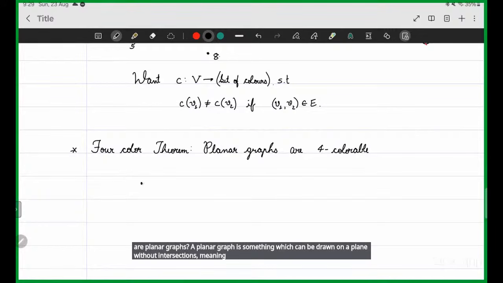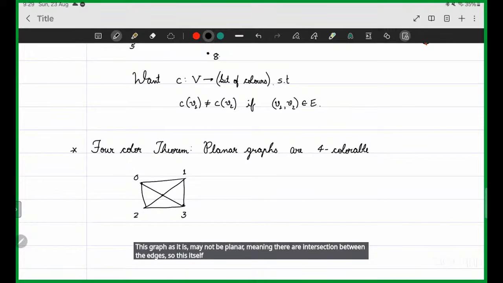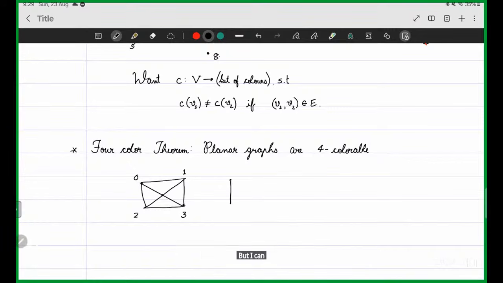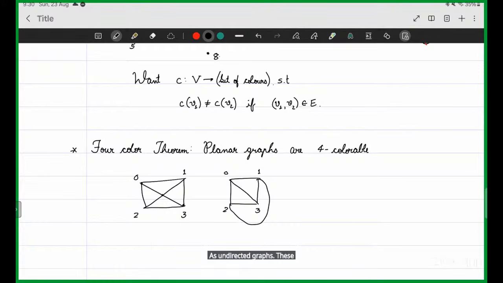Meaning, if I take the following graph, right? Let's say I take this graph. This graph as it is may not be planar, meaning there are intersections between the edges. So this itself is not a vertex. This central thing where the intersection is happening, there is an edge between 0 and 3, there is an edge between 1 and 2. They are intersecting. But I can just redraw this as 0, 1, 2, 3. I can do 0, 3, and then I can do 1, 2. As far as graphs are concerned, this is not any different, right? This is still the same data. As undirected graphs, these are the same. So this is a planar graph.